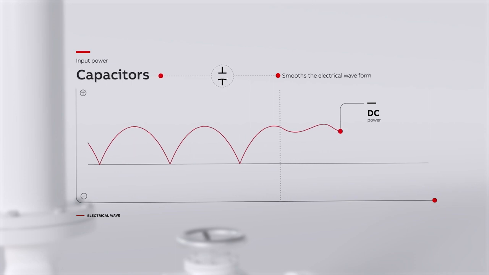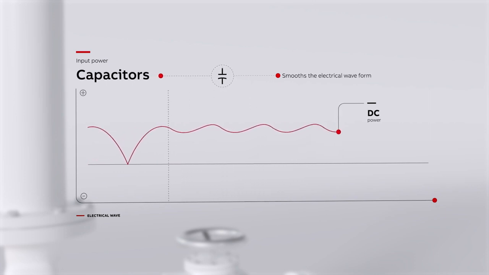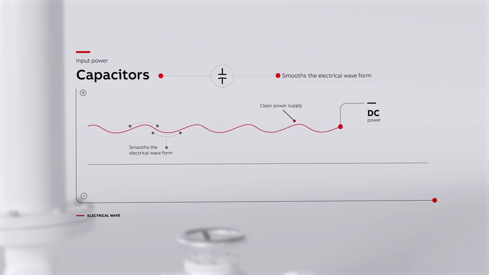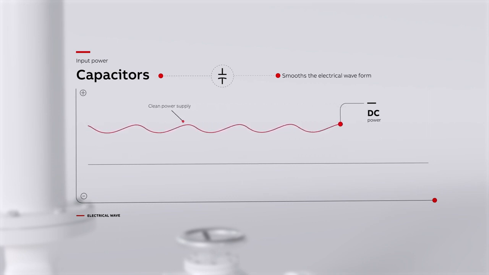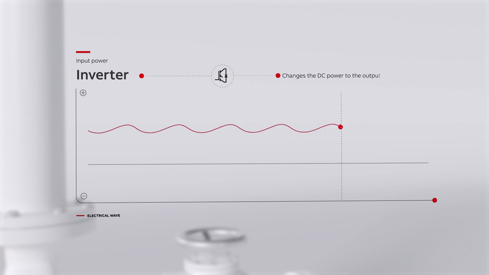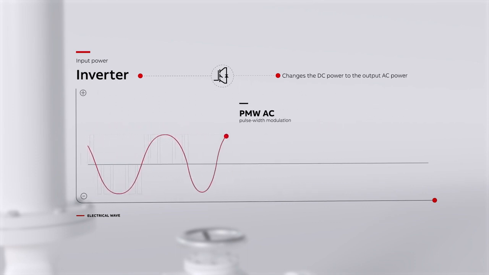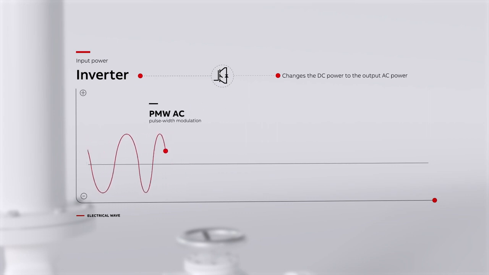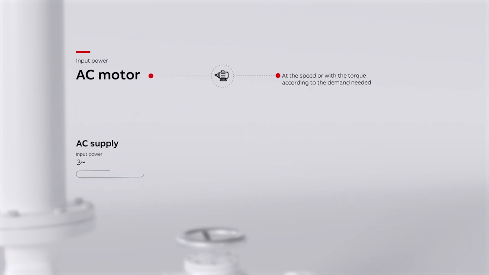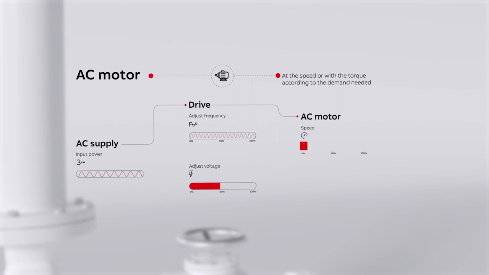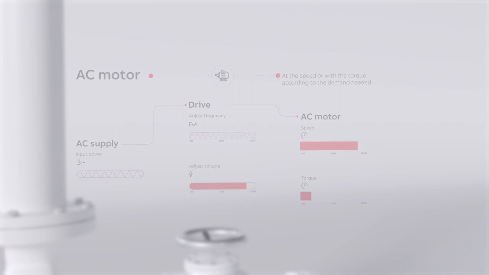The DC power is then fed into a capacitor inside the drive to smooth the electrical waveform to provide a clean power supply to the next step. Power then flows through the capacitor to an inverter that changes the DC power to the output AC power that goes to the motor. This step allows the drive to adjust the frequency and voltage applied to the motor based on the equipment operating demands.